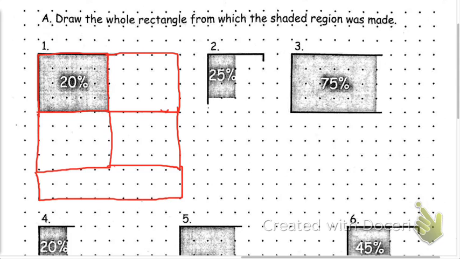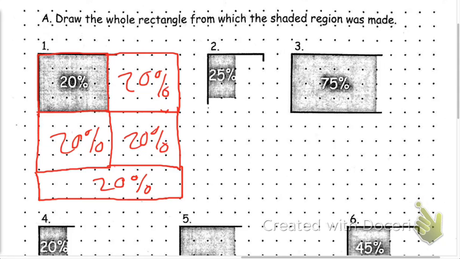Notice that each of these sections has 20 small squares in it, and the full rectangle would be 100%, so that's also 20%, 20%, 20%, 20%, for a total of 100%.